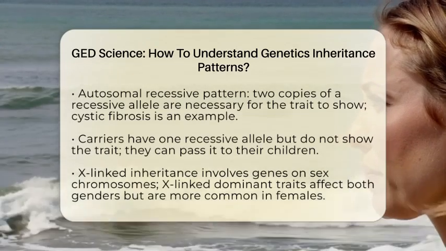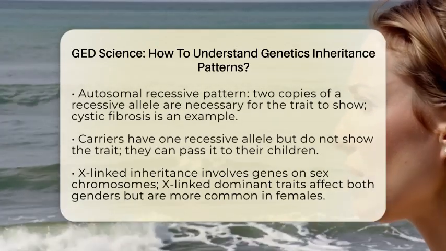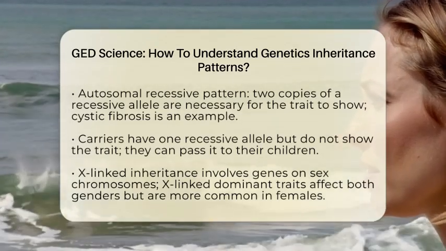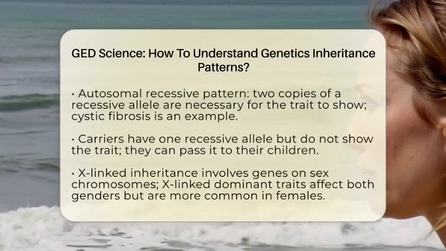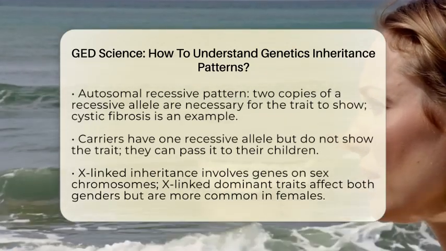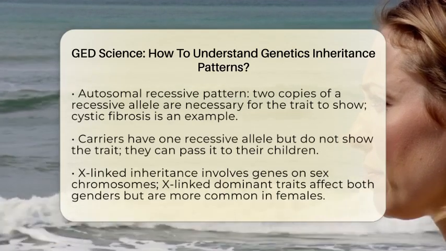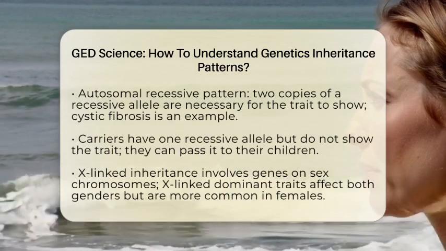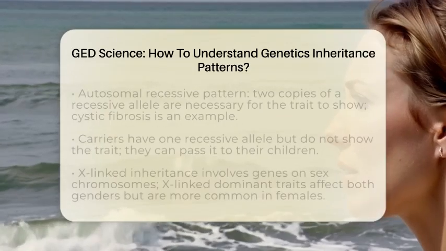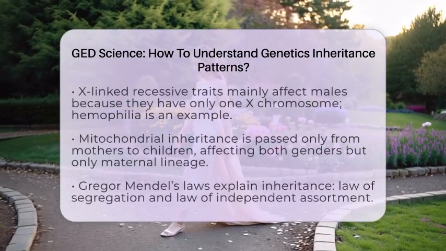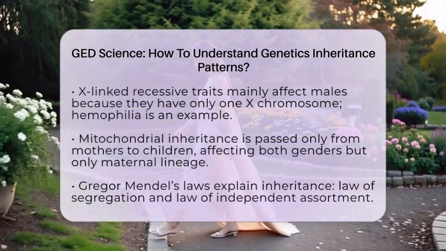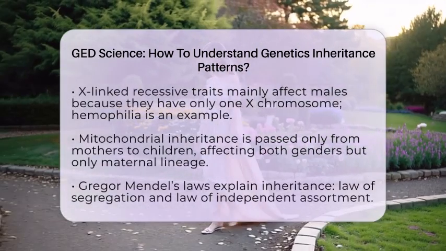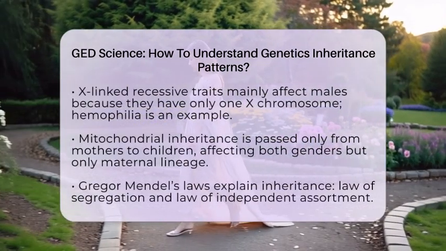Next is X-linked inheritance, which involves genes on the sex chromosomes. The X chromosome is larger and carries more genes. X-linked dominant traits affect males and females but are more common in females. X-linked recessive traits mainly affect males because they have only one X chromosome. Hemophilia is an example of this. Males with the gene will have the condition because they don't have a second X to mask it.